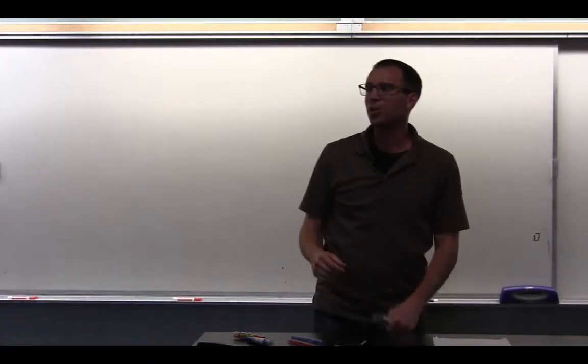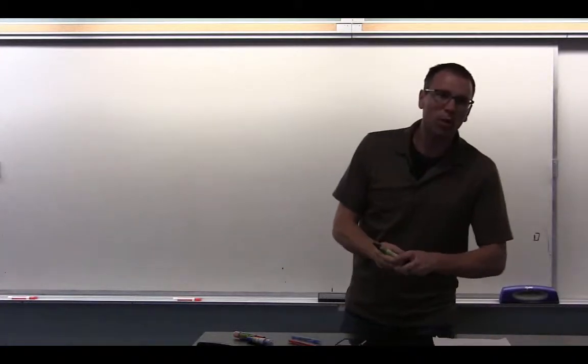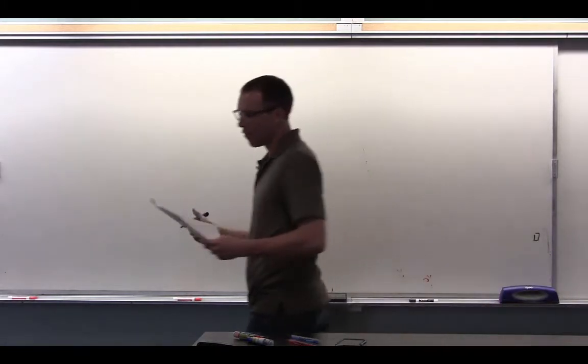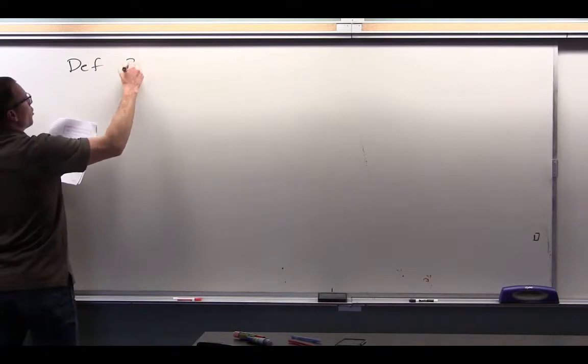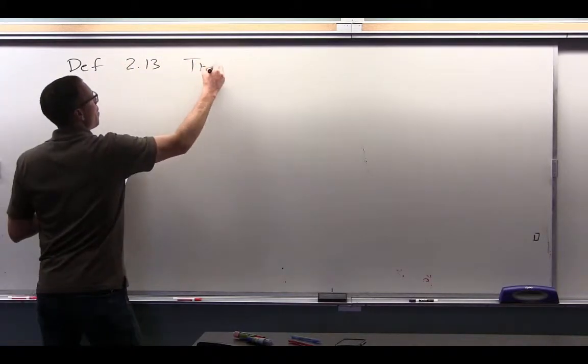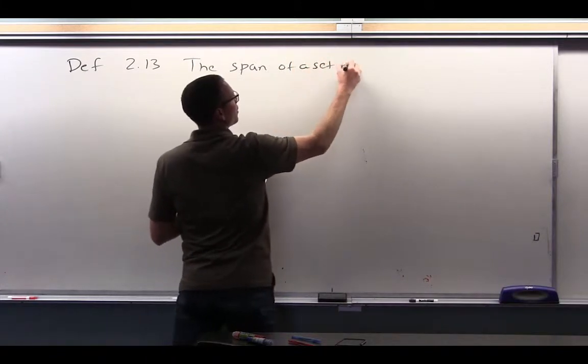What's a linear combination? It's a single vector. The next definition we're going to work with is actually an infinite set of vectors. It's called the span. So this is going to be definition 2.13 in your notes: the span of a set of vectors.